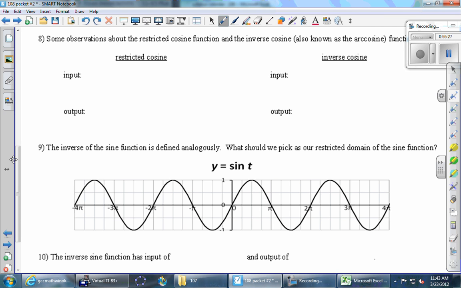Let's think about the input. What's the biggest number that cosine might spit out? 1. It's the highest number you'll ever get for the cosine. What's the lowest number? -1. So the input for the inverse cosine is the output for the cosine. You plug in any number you want between -1 and 1, and the inverse cosine can deal with it.